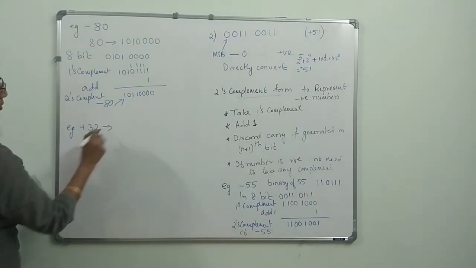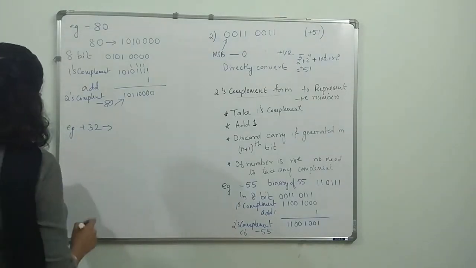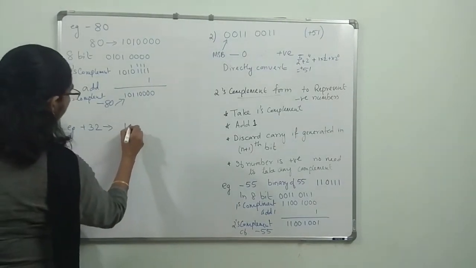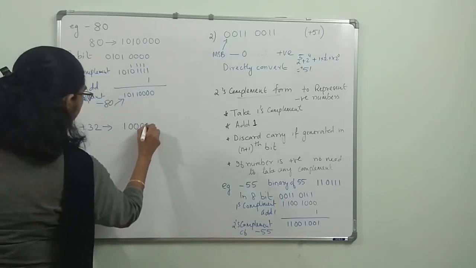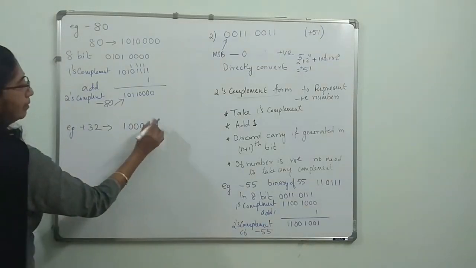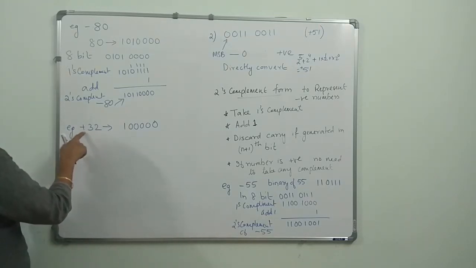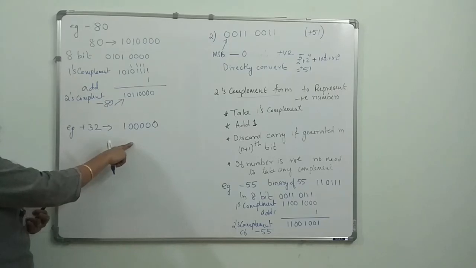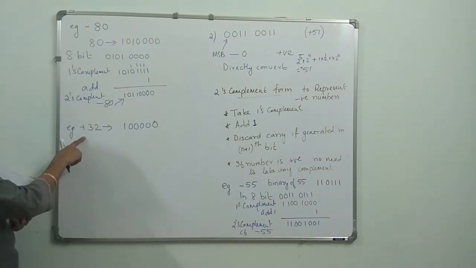Plus 32, you have to write down the binary form of 32. Binary form of 32 is... we are representing it in the 8-bit 2's complement form. Since it is a positive number, we need not take any complement over here. We have to represent it in the 8-bit format.